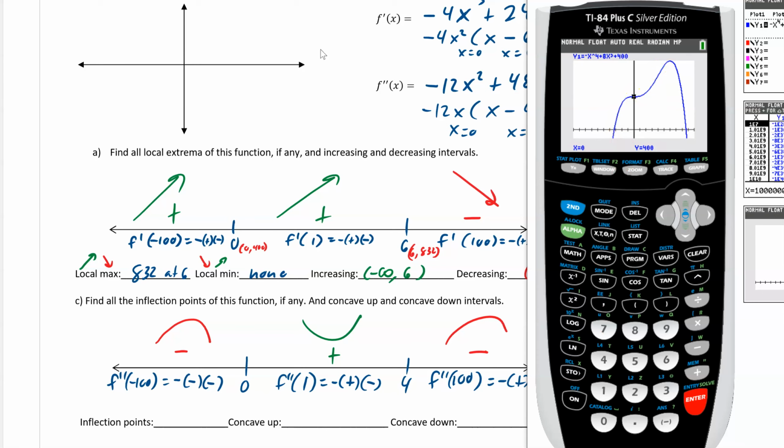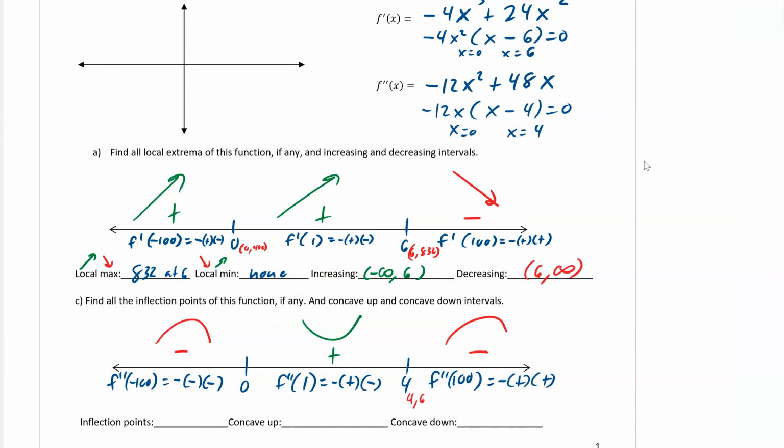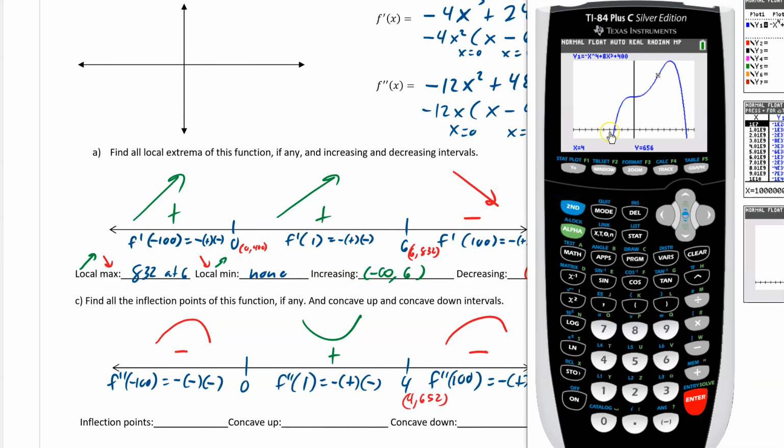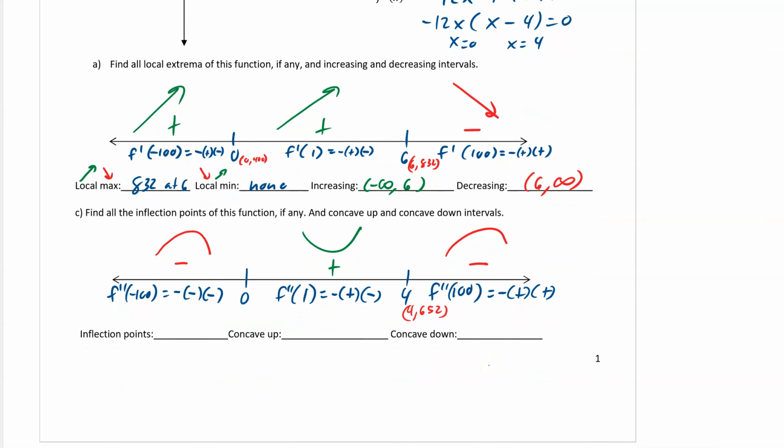And then right at 4, so let's find 4, trace 4, right there, 652. So 4, 652. That's a perfect point of inflection. You can see it's concave down, concave up, and then concave down. So these are our points of inflection. So we have inflection points at 0, 400, and then also at 4, 652, because there's a change in concavity. It went from red to green and green to red. Those are both inflection points.